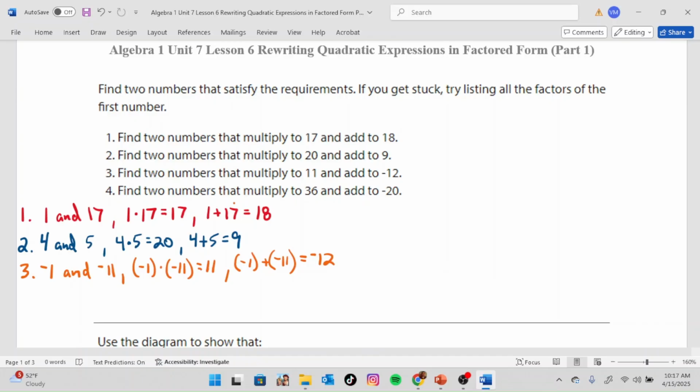So they're trying to get you used to this idea of understanding that not only could your answers be positive, but your answers could be negative. And then multiplying those negatives together could create you a positive, but adding those negatives together could still leave you with a negative.